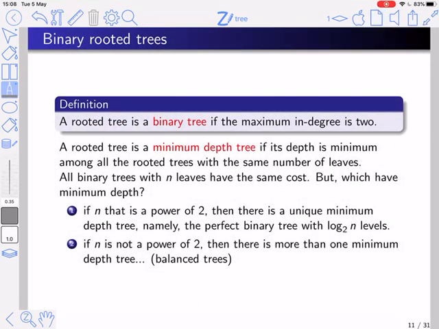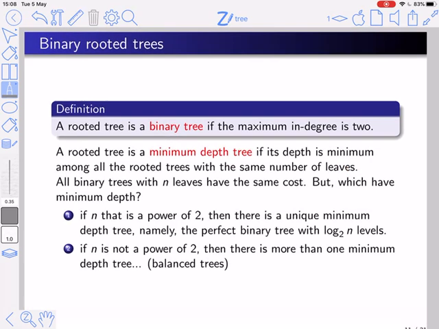A binary tree. A rooted tree is a binary tree if the maximum in-degree is 2. A rooted tree is a minimum depth tree if its depth is minimum among all the rooted trees with the same number of leaves. All binary trees with n leaves have the same cost. This we already saw. They have n minus 1 vertices of in-degree 2. But which of these trees which have n leaves also have minimum depth? So we will see two results. These two points need to be proved, of course.